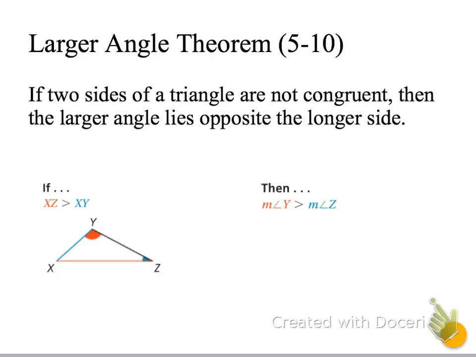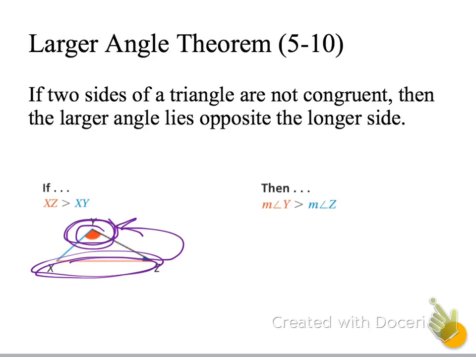So, if XZ is greater than XY, that means two of my sides are not congruent. So I can say that if two of my sides aren't congruent, the angle that's across from the largest side is going to be my largest angle. So the largest side is going to be across from my largest angle.